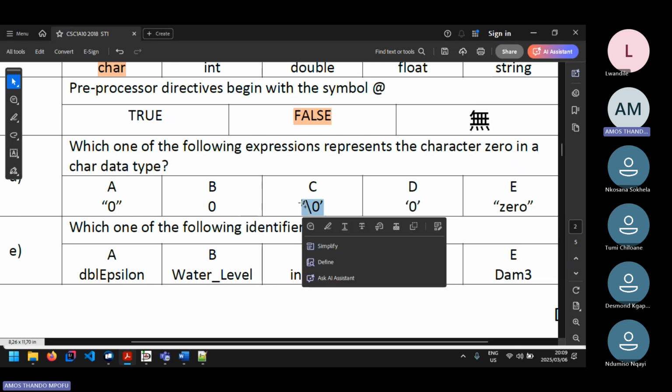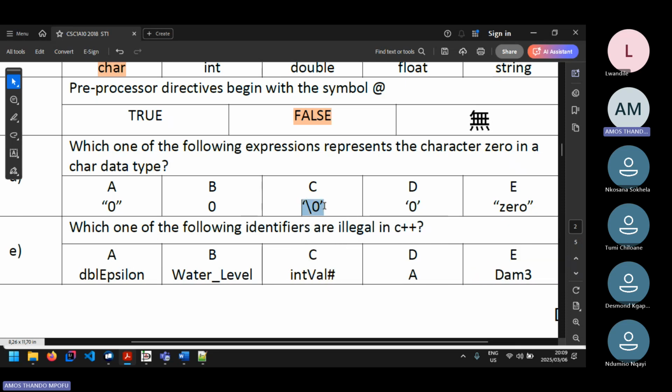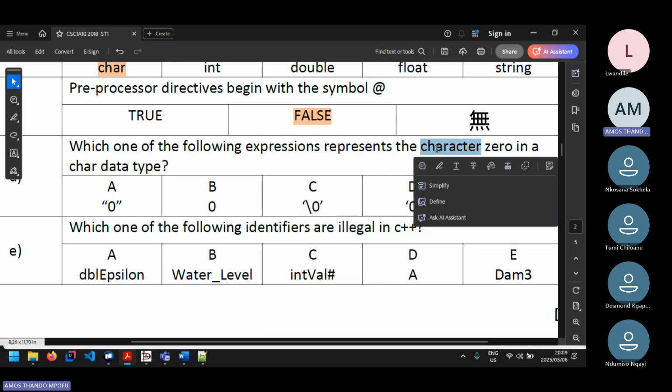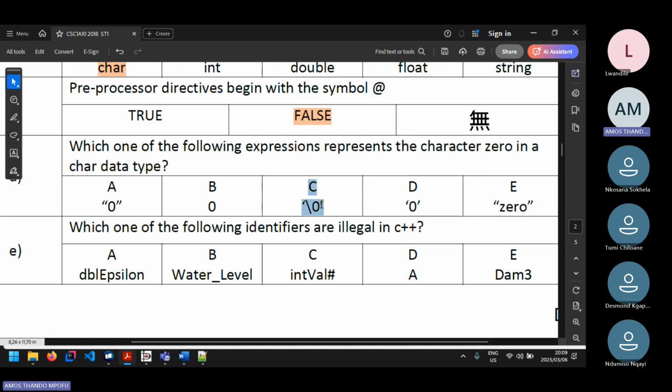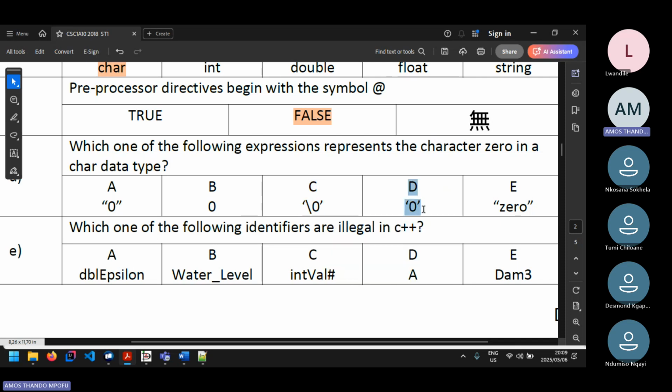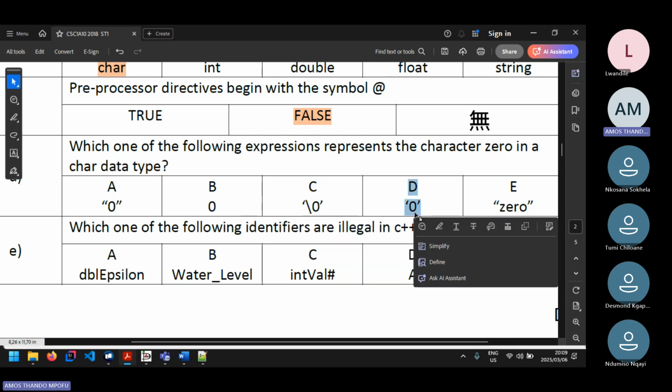But then remember what I talked about. This means null or nothing. Here they said the character 0. If the question was which one of the following expressions represents the character null in a char data type, then this would be the answer. Here they're not looking for null, they're looking for literally 0. So this would be the answer D, because you see there's D.